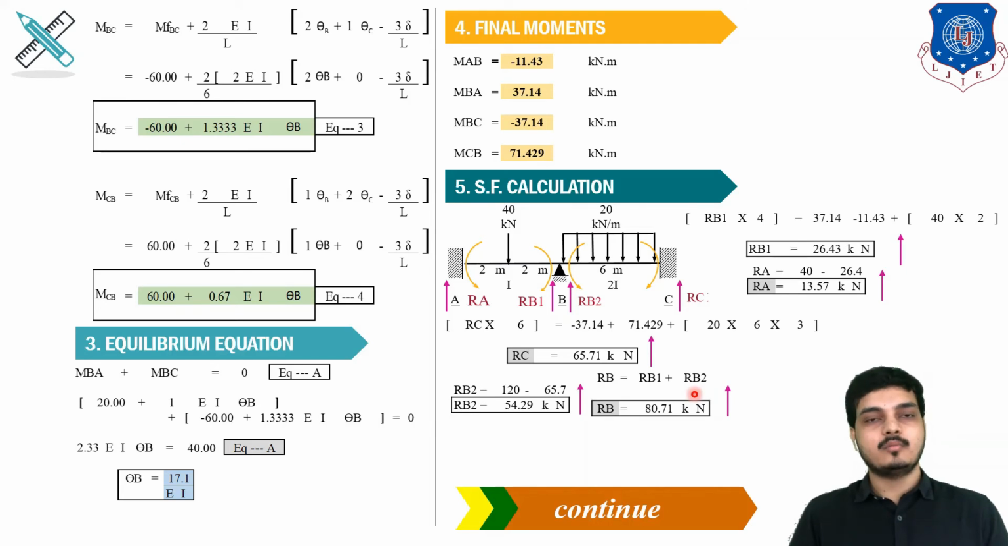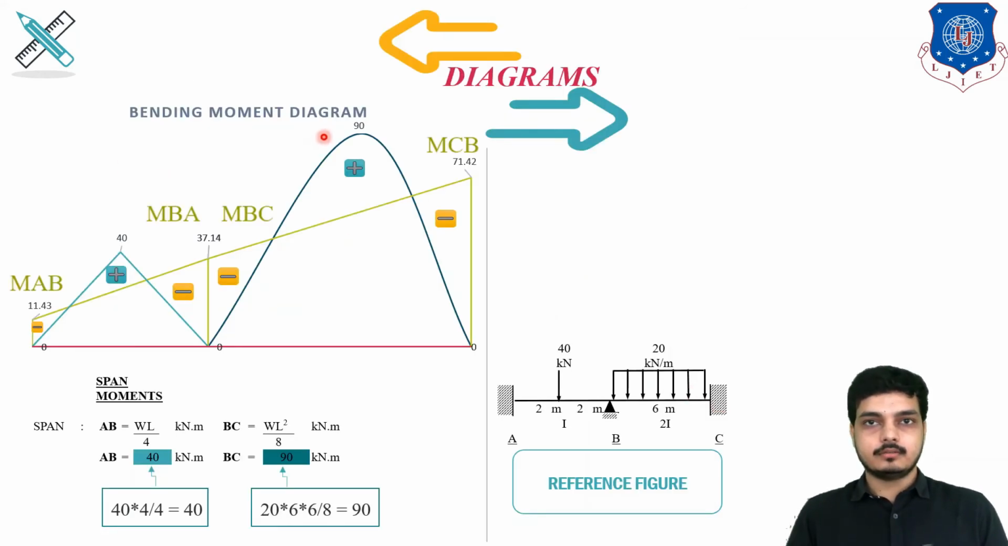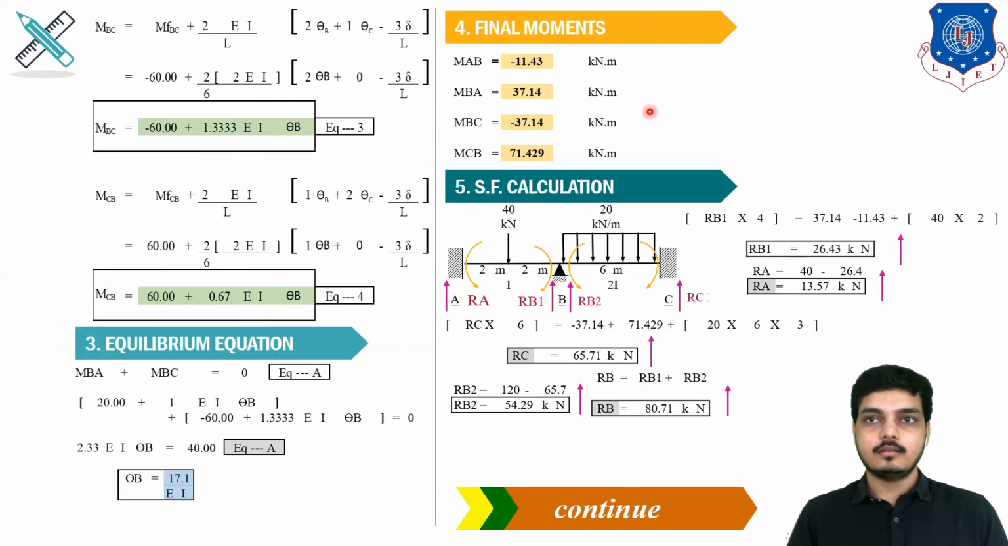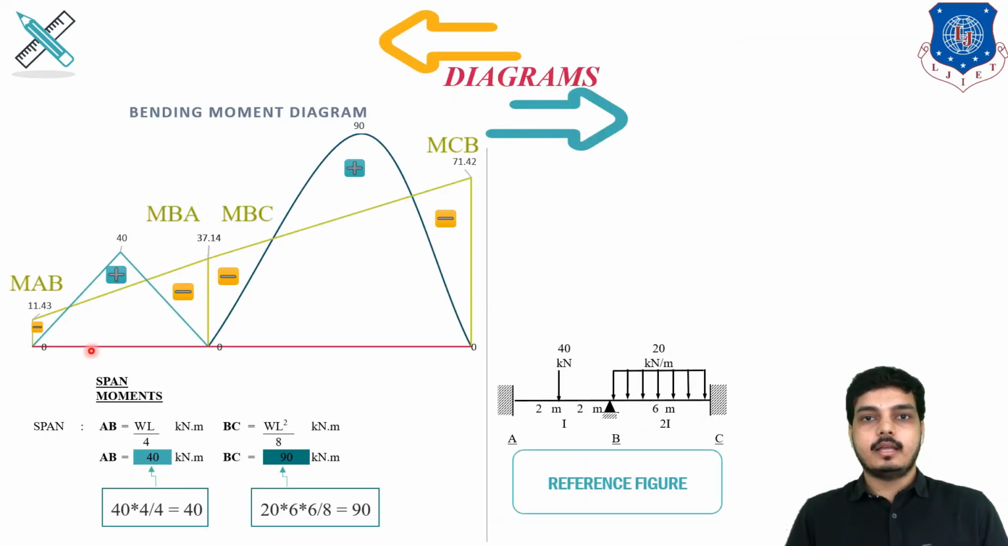Now our last step is to draw the bending moment diagram and shear force diagram. Let's see. Now here, how to draw the bending moment diagram. In the green color, you can see these are my end moments which we have found out in final moments. And this cyan color, or can we say blue color, are the values of simply supported moments, meaning maximum moments occurring below the load, which we have learned in session number 1. So let's see how to draw a bending moment diagram.